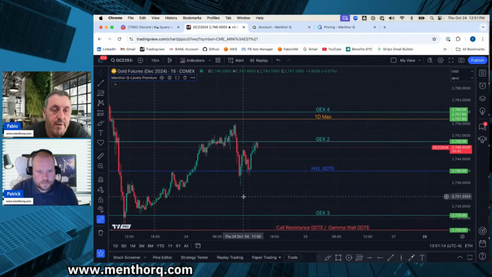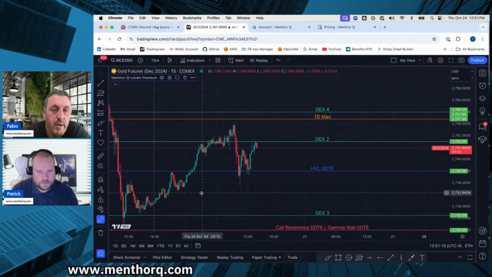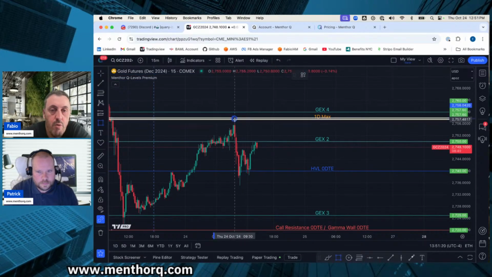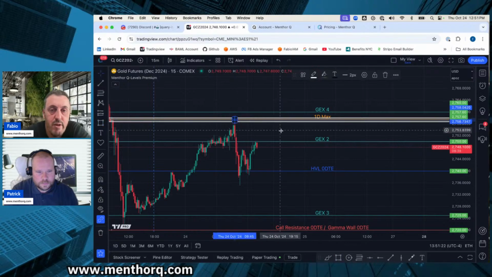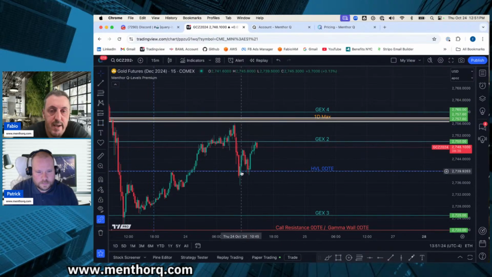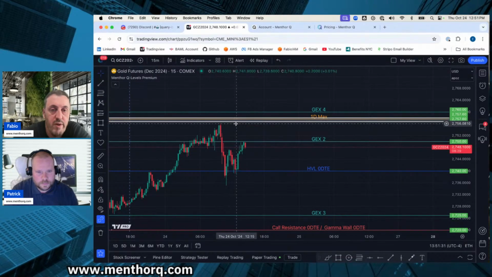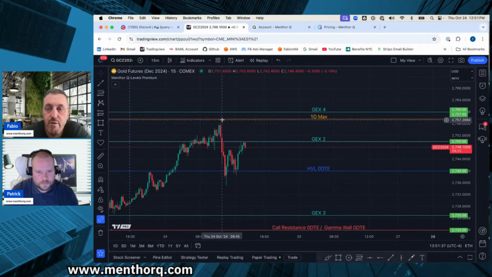Here, in this case, we have gold. As you can see, gold almost approaches the one-day max and then pulls back to the high vol level. Now it's in a ranging area right here. So always, as we said yesterday, look at it as zones. Here we were only a few ticks away from the one-day max.